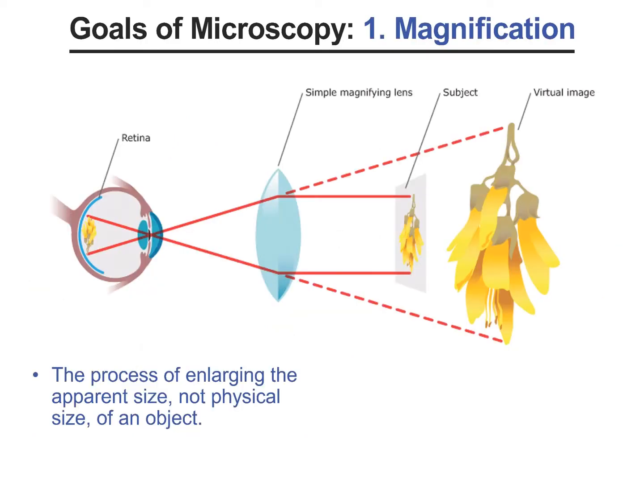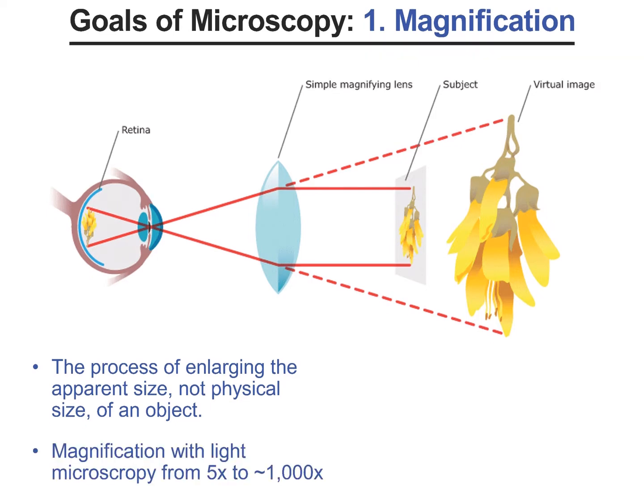First, magnification. This is the process of enlarging the apparent size of an object, making an object appear larger than it really is. This is accomplished by passing light from an object through a glass lens or series of lenses into our eyes. Using a light microscope, and depending on the quality of the microscope, we can magnify objects from as little as 5 times up to a magnification of about 1,000 times.